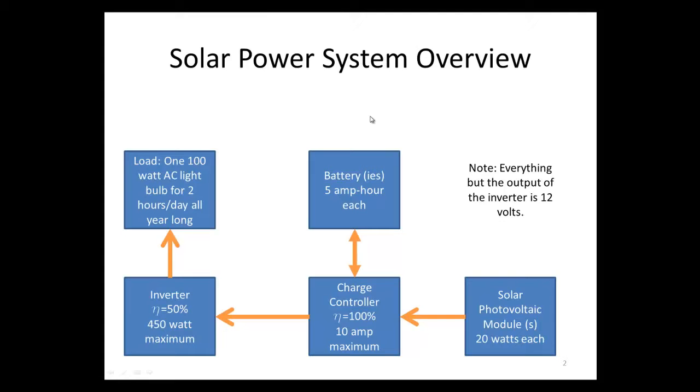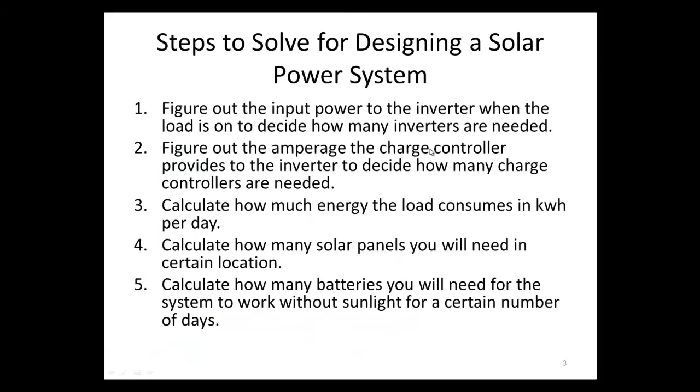So how do we choose how many of these components we need? We want to start with all the steps to solve for designing a solar power system. We start with how many inverters we need. That's step 1. Then we figure out how many charge controllers are needed for step 2. We calculate how much the load uses per day, so we can calculate in steps 4 and 5 how many solar panels and batteries we'll need. Okay, so we're going to go through this step by step.